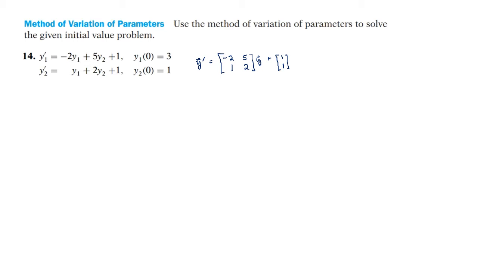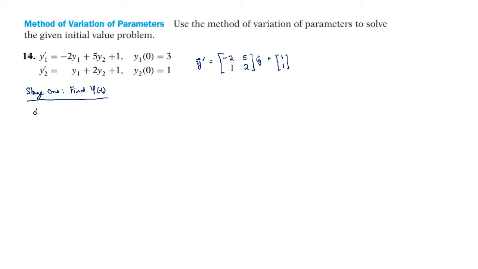So now that I've got this written out in matrix form, my job is to walk through the variation of parameters. First thing I need is psi of t. So I need a fundamental set of solutions to the homogeneous version of this problem. That's going to be stage 1: find psi of t.